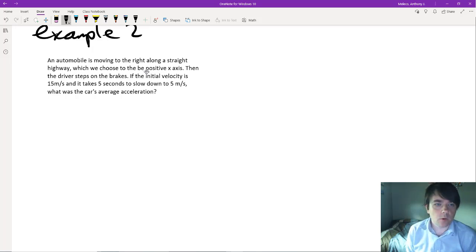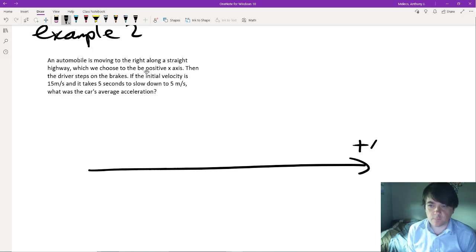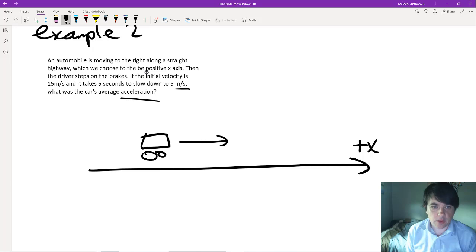Okay. So we need to draw this first. Okay? You don't have to, but I choose to. So it is moving to the right along a straight highway, which we choose to be the positive x-axis. So it straight tells us to do this. Then it says the driver steps on the brakes, and it has an initial velocity, and then it has a slower velocity, and then it wants to know this. So here's the car, and it's moving to the right. Okay? And it says v initial equals 15 meters per second.